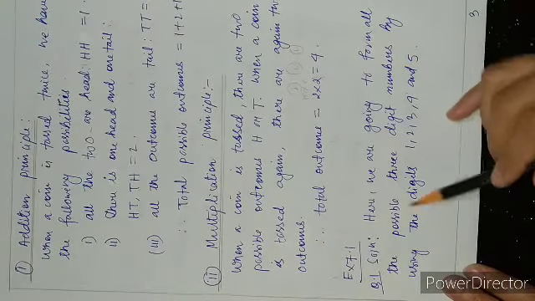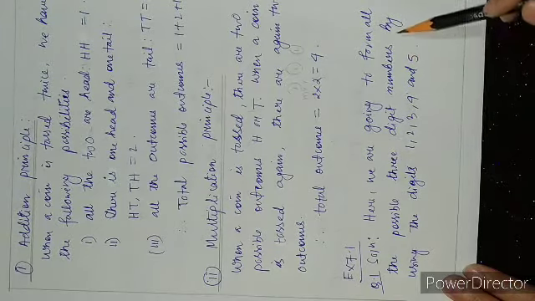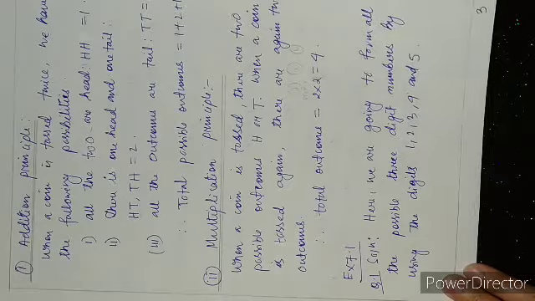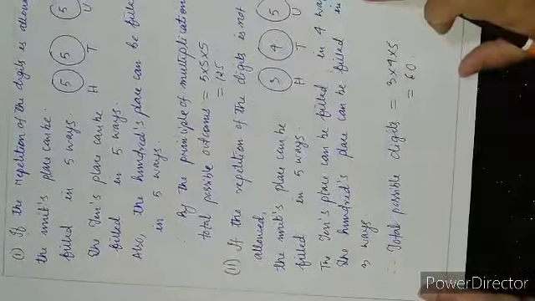Here we are going to form all the possible 3-digit numbers by using the digits 1, 2, 3, 4, and 5.